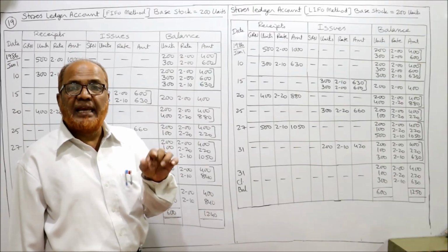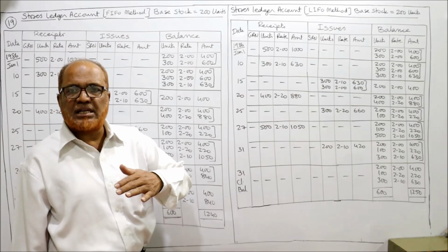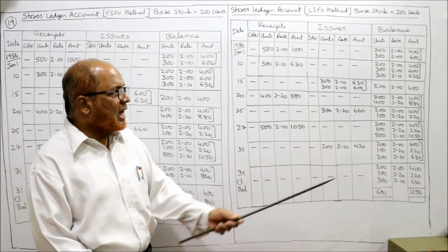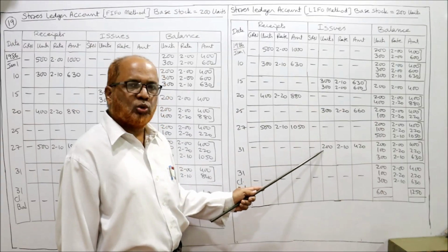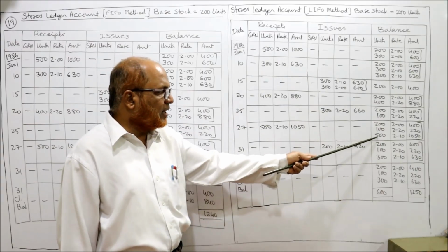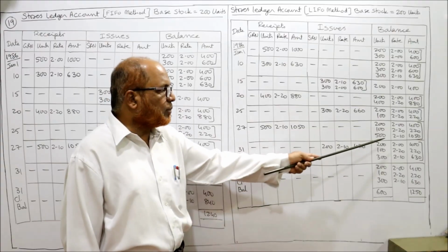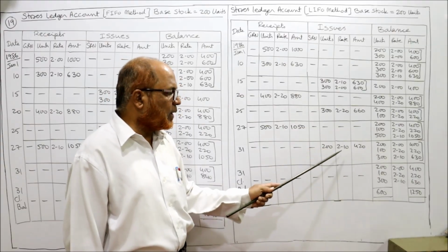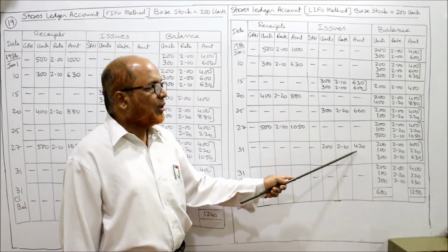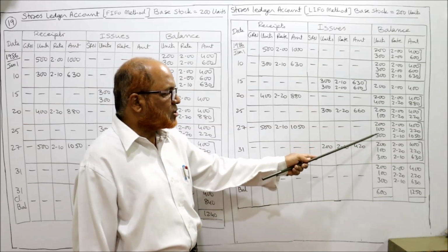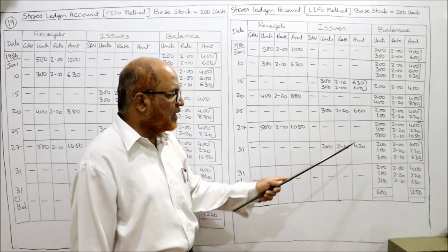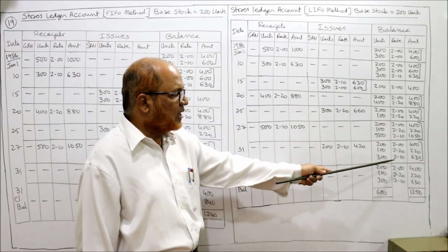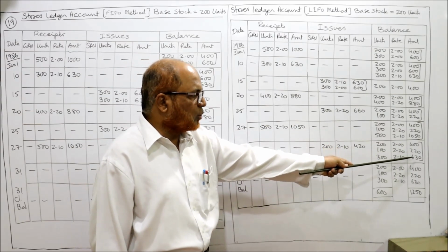Now we are following the LIFO method, last in, first out. So the last received is 500, so out of this 500, 200 issued. At what price? 2.10, 420. So the first lot of 200, the base stock, remains the same, then the 100 units remain the same. Out of 500, 200 issued. So 300 at 2 rupees 10 paisa, with 400, 220, 630.